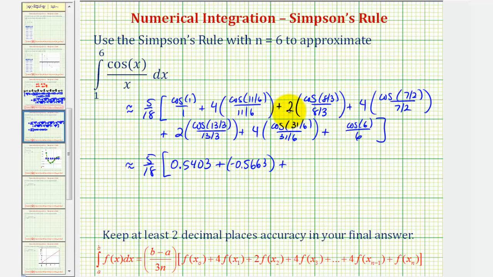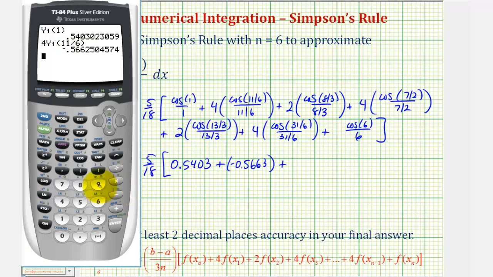Plus, here this would be 2 times f of 8/3. So 2 vars right arrow, enter, enter, then in parentheses just 8/3. So this would be, to 4 decimal places, negative 0.6670.